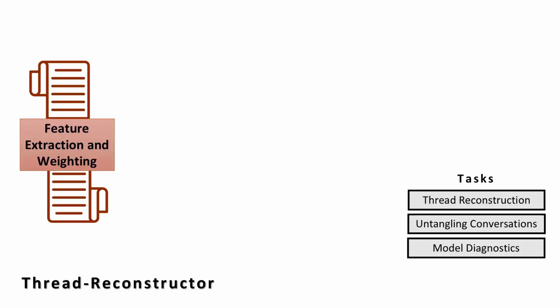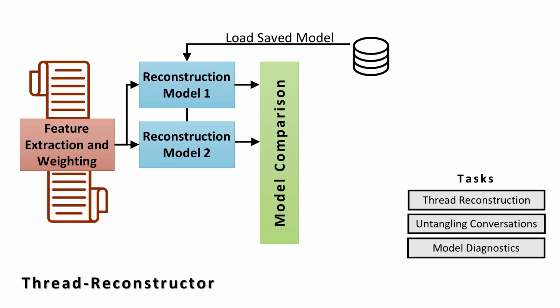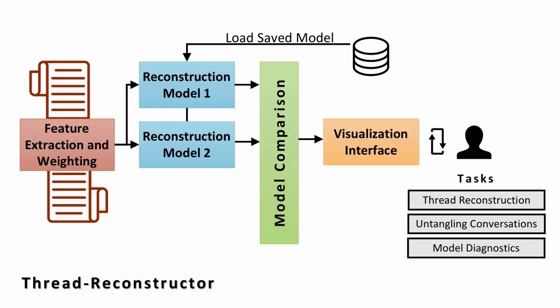We first start with extracting and weighting features from the conversation transcript. These features are used by the users to generate different reconstruction models. Previously saved models can be loaded back into the system. We compare the results of the different models to present them in the visualization interface. This is the main interface the users see and interact with.